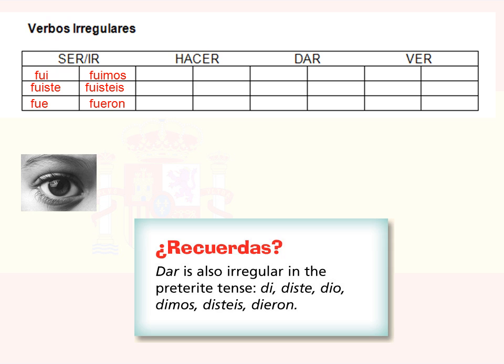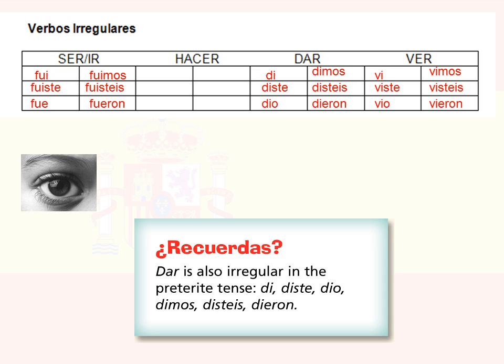But we're going to now say the book considers this review, but we don't. It says recuerdas. Dar is an irregular verb in the preterite tense as well. It's an AR verb, but it has these irregular endings. Di, diste, dio, dimos, distes, dieron. We're going to move a little fast, so if you need to, feel free to pause anytime, rewind, watch as many times as you'd like. Fill in that chart, kids.